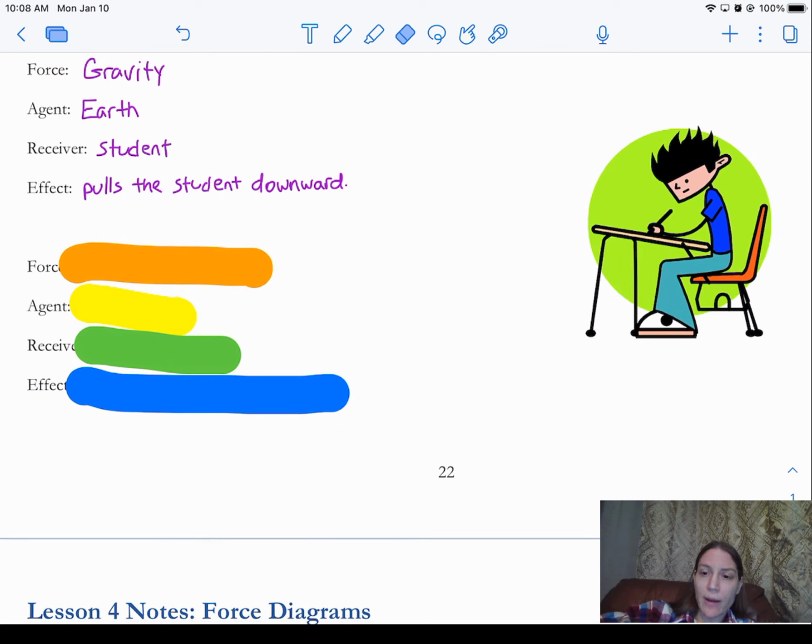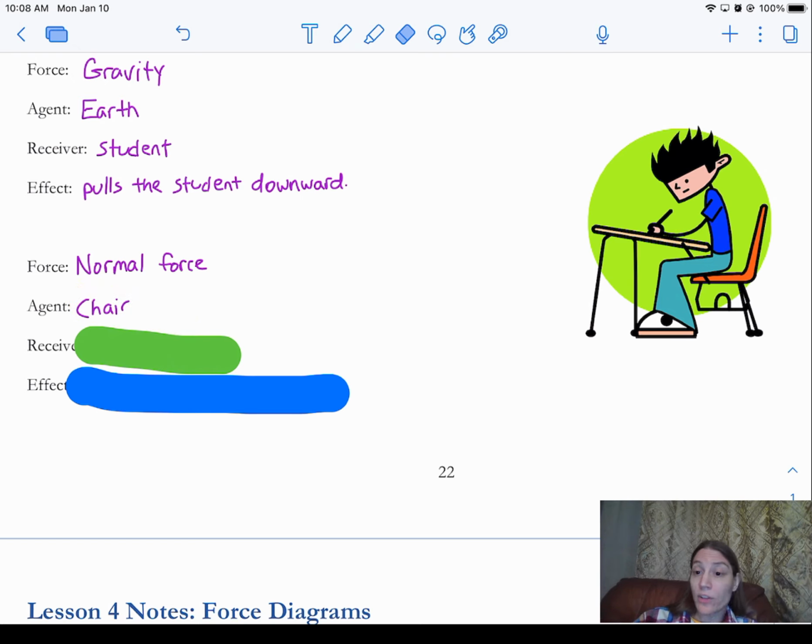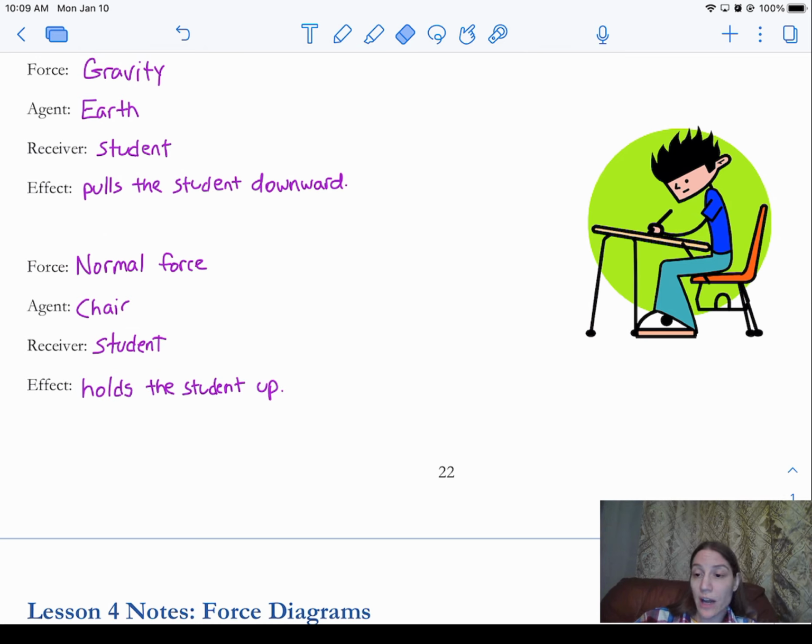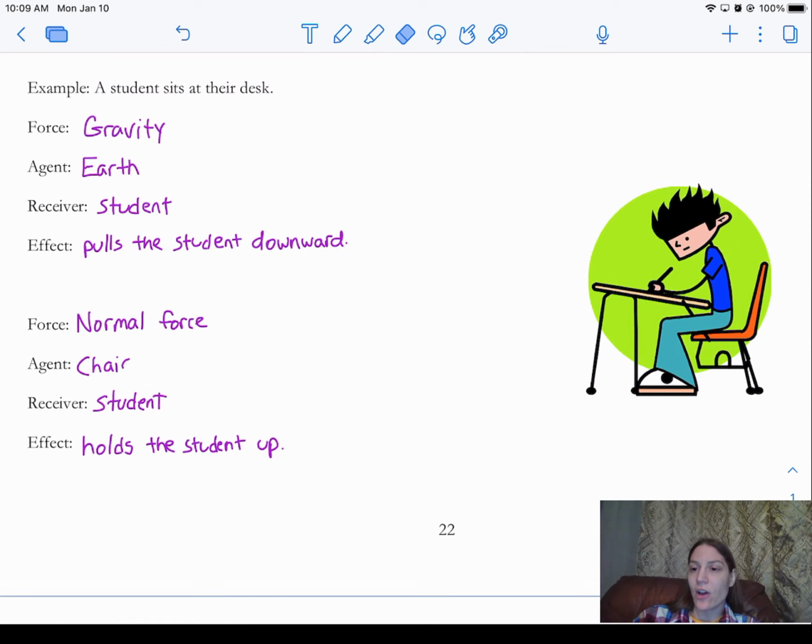Our other force that we can talk about, because the kid is not going down, something is keeping it from going down. So let's talk about that normal force. Remember that normal force is the support force from the floor or the chair. In this case, the chair. You can see the kid is sitting on a chair. So the student is receiving this normal force from the chair, and that chair is holding the student up. Another way we could say is that the chair is supporting the student. We could say that the chair does not let the student fall. It stops the student from falling. A variety of ways that we could say that very same thing. But that is how we analyze the forces on the student.